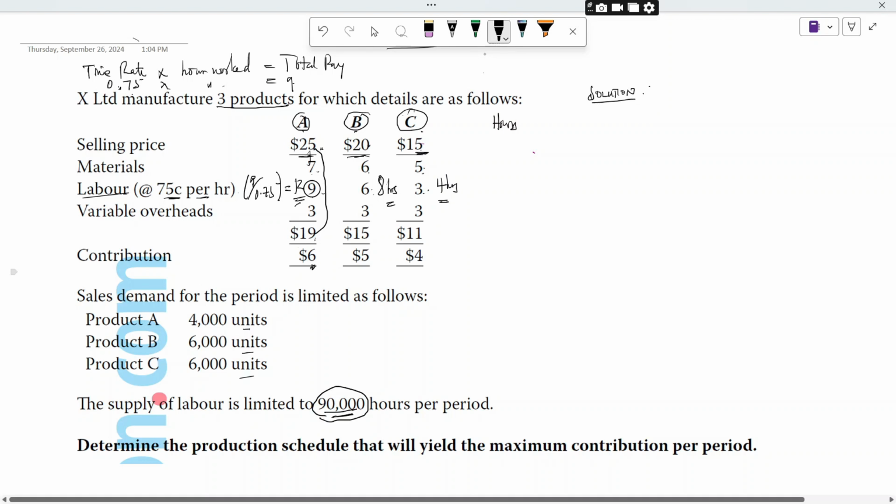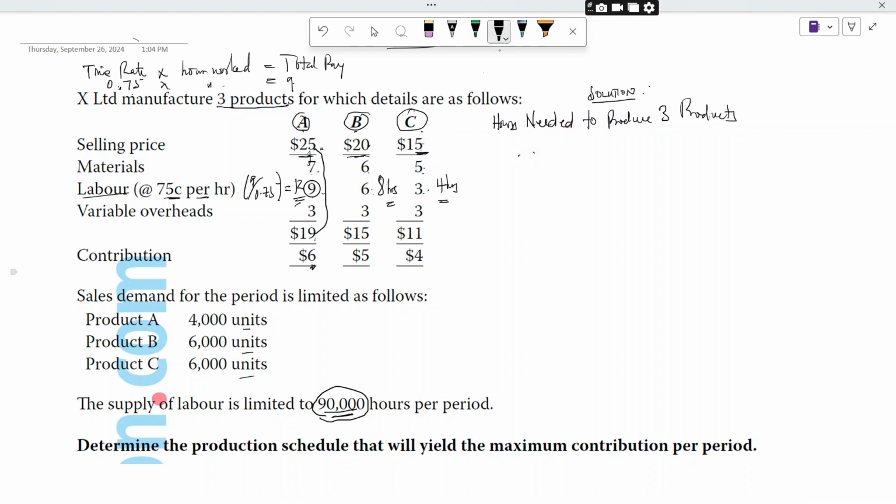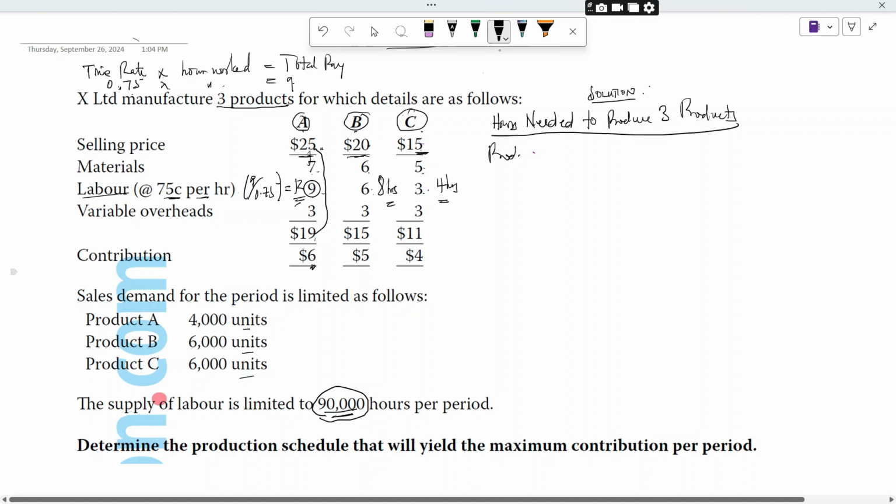So here, we look at hours needed to produce the three items. So for this example, let me write it here. For product A, the hours that is needed is that for each product we spend 12 hours. And how many units do we want to produce in order to sell 4,000? So we have 4,000 units multiplied by 12 hours.